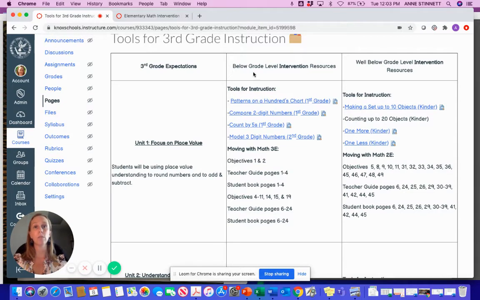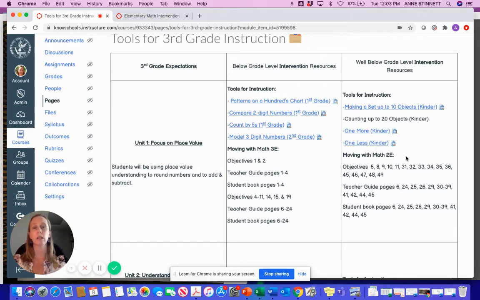And we started with below grade level resources, which would be most appropriate for tier 2. And then if your students need something beyond that, they can go to well below resources and get more activities. So this is an example of all of the resources you have available, not necessarily required resources available.